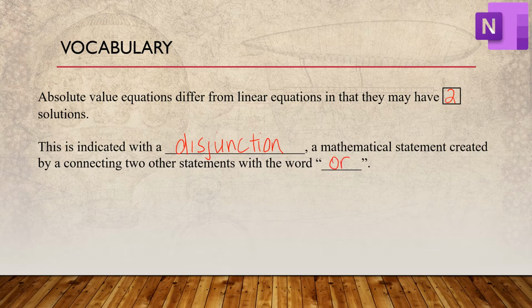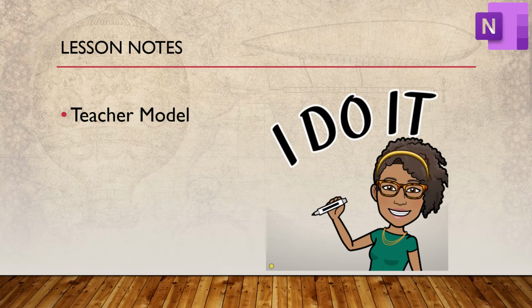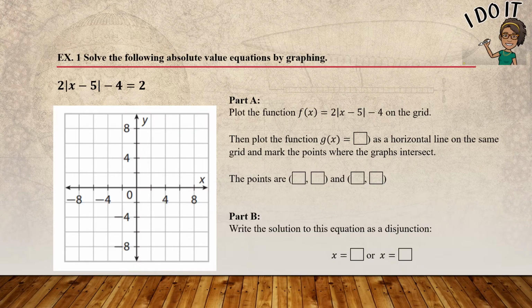Let's first look at an example of how we can solve an absolute value equation by graphing. Scroll down to your lesson notes and let's look at example number 1. It says solve the following absolute value equation by graphing. We have 2 times the quantity of the absolute value of x minus 5, minus 4 equals 2. The first step is to plot the function f of x equals 2 times the absolute value of x minus 5, minus 4 on the grid.